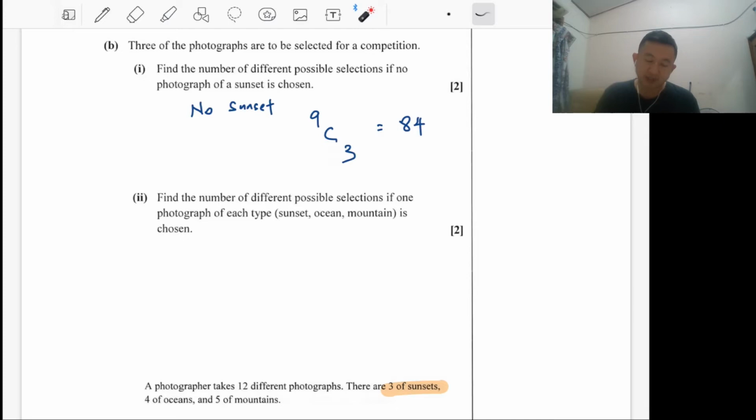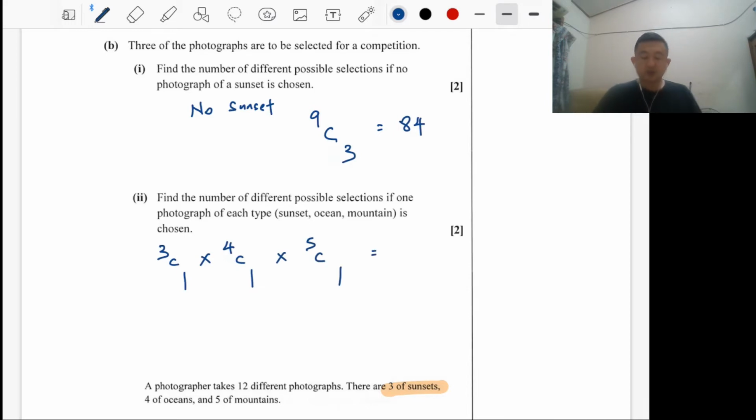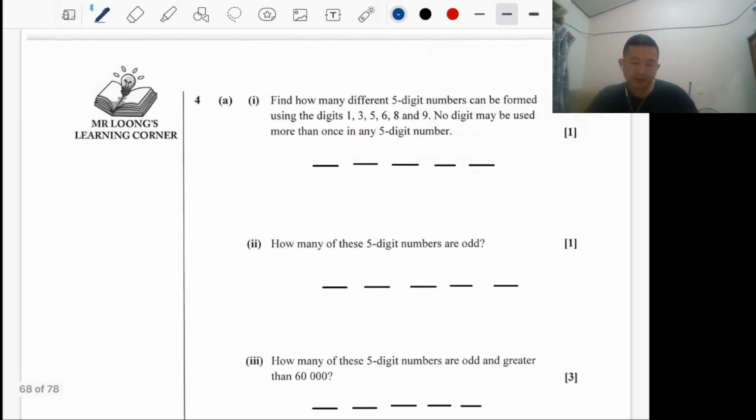Find the number of different possible selections if 1 photograph of each type is chosen. 1, 1, 1. So sunset, we have 3, so 3C1 because you need 1 from each. And then followed by ocean, you have 4 ocean, 4C1, you need 1. And 5 mountain, 5C1. So it's 3C1, 4C1 and 5C1. What do you have? 60? Actually, it's just 3 times 4 times 5. 60. Then the next one.